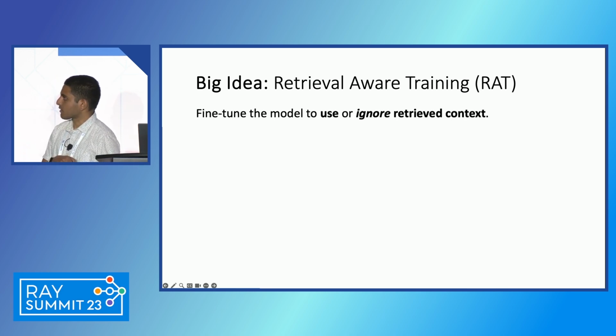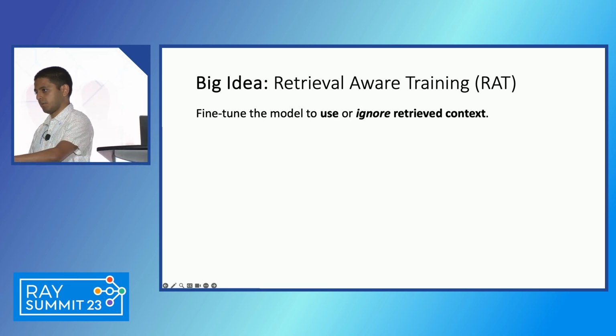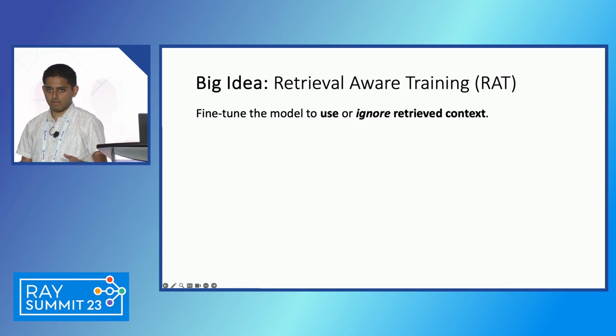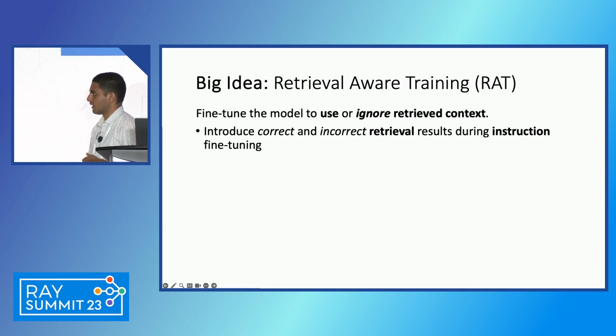The idea is you want to fine-tune the model to use or ignore the retrieved context, right? So you ask a question, hey, I want to do X, the model comes up with an answer. You need to implicitly make this one-bit information: is this relevant to me or is this not relevant to me? If the retrieved information is relevant to the LLM, then use it. If it is not relevant, then just discard it, except this is implicit, right? So I'll give an example, and hopefully that'll make it more clear, but that's the simple idea. And the way you train this is by introducing both correct and incorrect retrieved results during instruction fine-tuning.